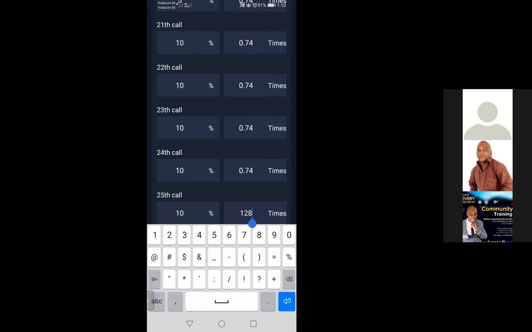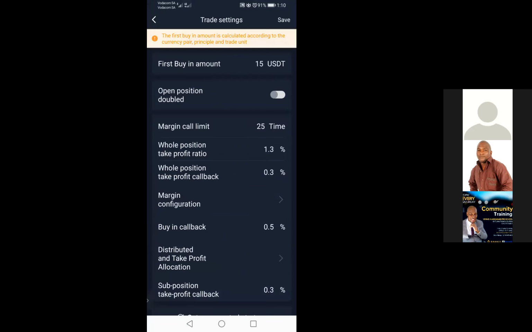Last one. Yeah, we are almost done indeed. Thank you for your patience. Okay, now you can confirm. Now let's go to save. You can save, but we are not done. We still need to do a distributed take profit.